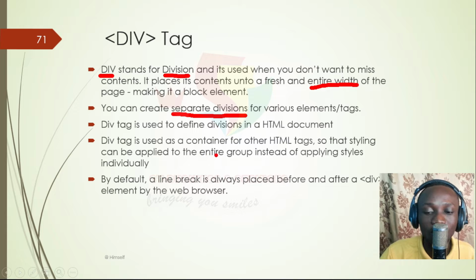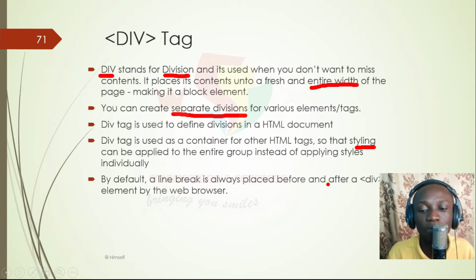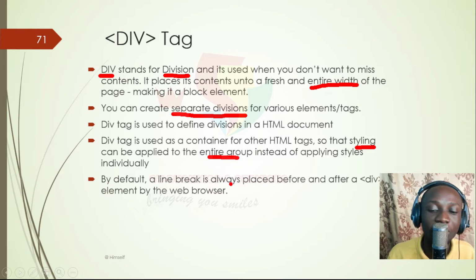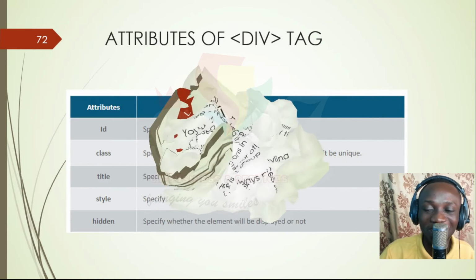And so it is used as a container for other HTML tags. Don't forget about it. We can also use it when we get to CSS, just to style a particular group, that is an entire group, instead of applying the styles individually. We will also get to that when we get to CSS. And by default, a line break is always placed before and after a div. Make sure you play it slower if it was so quick for you.